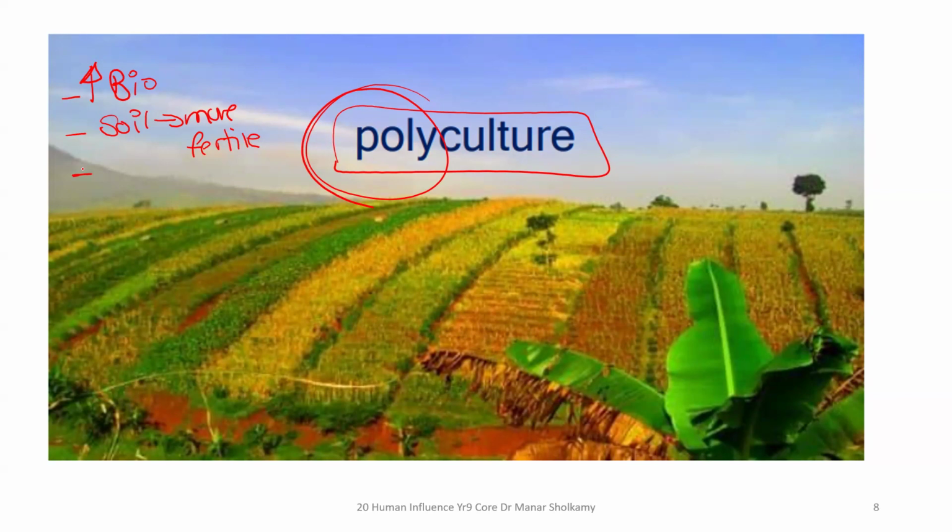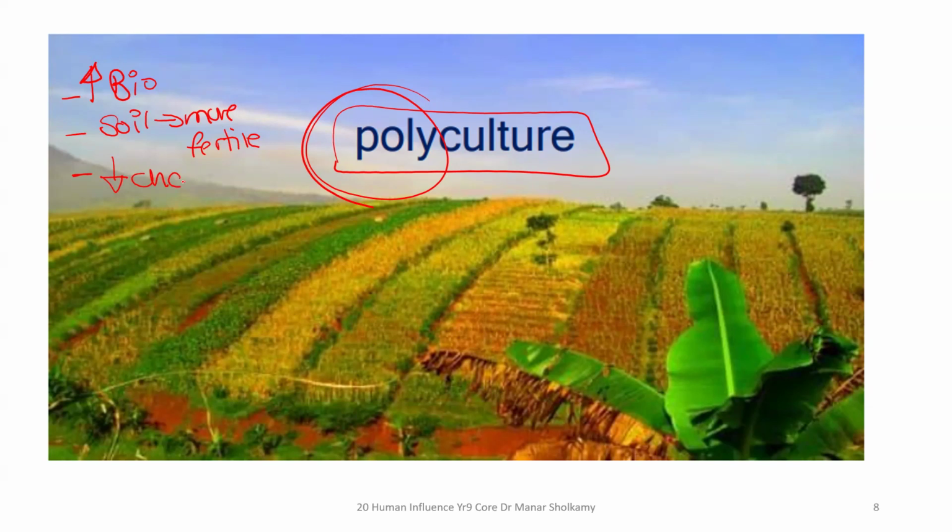What do you think? If there's a certain disease, I have a lower chance. If I have different types of crops, maybe one crop will be affected, but the other crops will stay healthy. So I have a lower chance that my farm will be affected by disease. So with polyculture, these are the advantages.